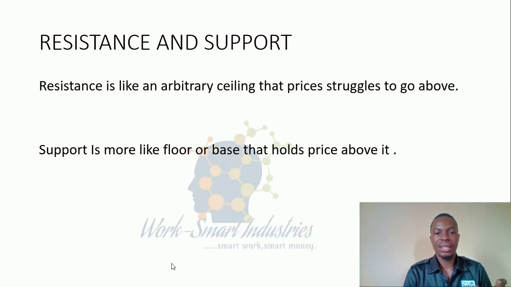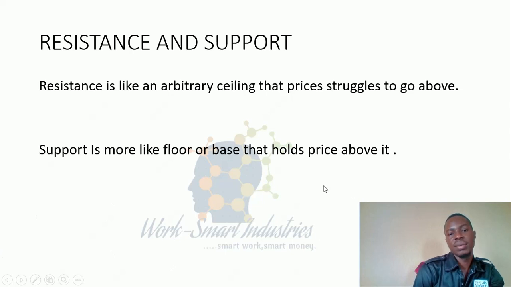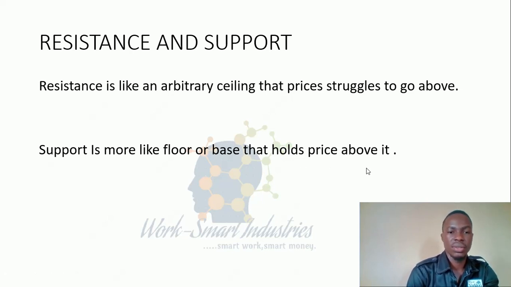So if you can predict fairly how price is going to react when it gets to a particular point on the chart, you know which side of the chart to be on, whether a buyer or a seller. So resistance is like an arbitrary ceiling that price struggles to go above, and support is more like a floor or a base that holds price above it. I'll show you a picture about this and I'll later show you on the chart.